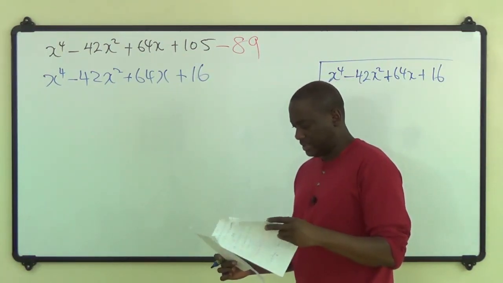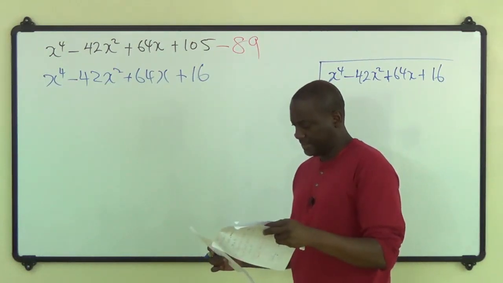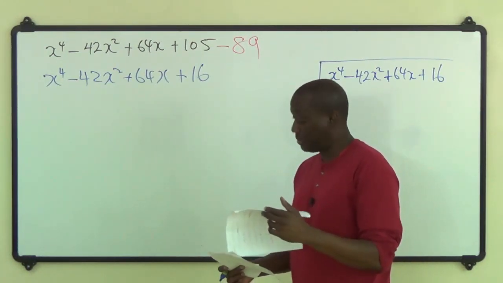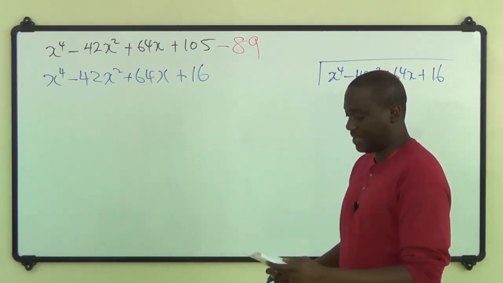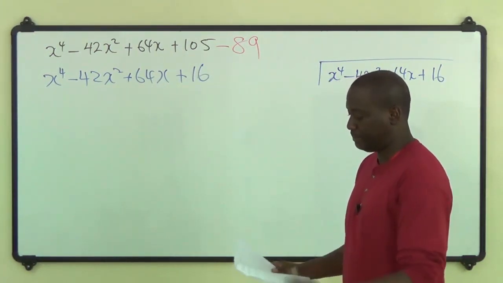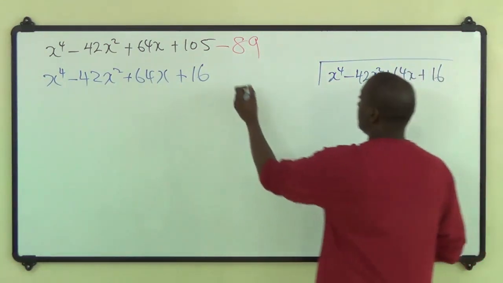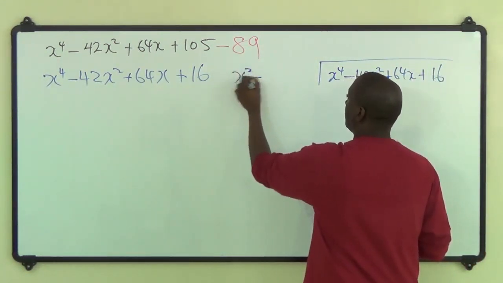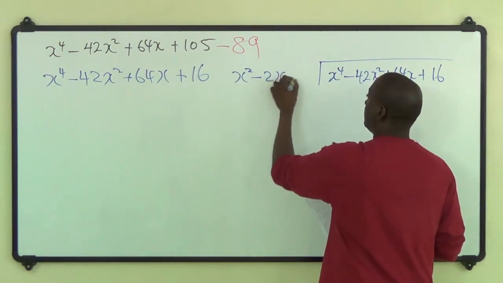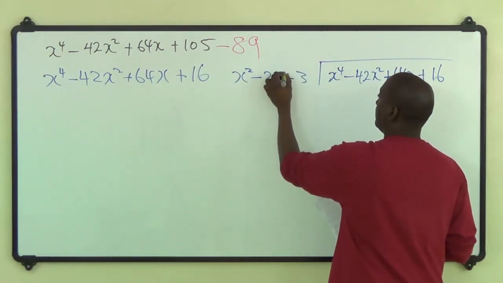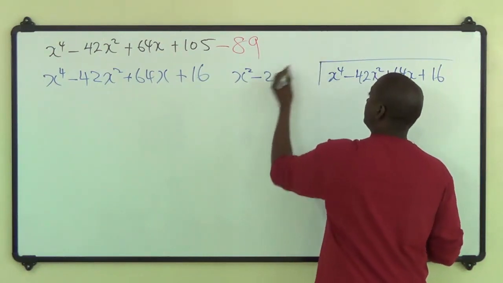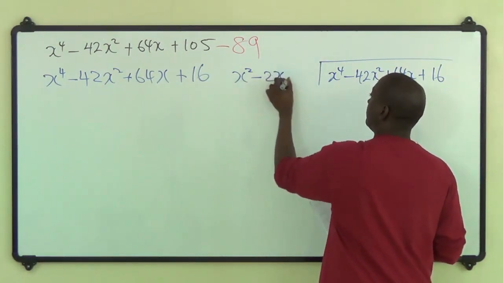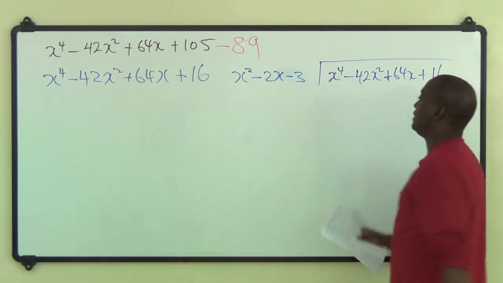Okay, that's that one. No, this is 105. Okay, and this time we're going to divide by x squared minus 2x minus 3. Alright? Excuse me a little bit, I'm trying to make sure I write these things properly.